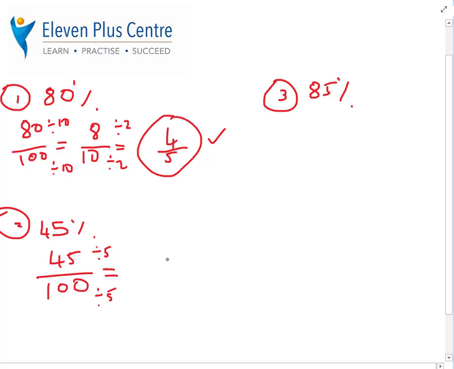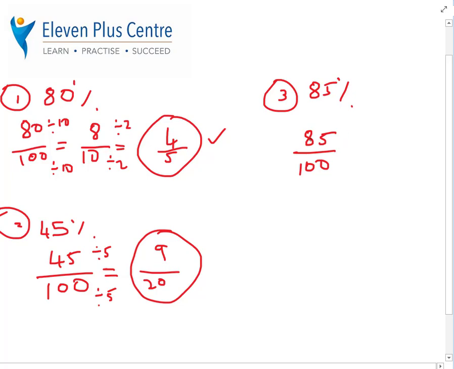So 45 divided by 5 is 9. 100 divided by 5 is 20. Can I divide this again? The answer is no. So this would be my final answer. And this was a challenge one. So the first thing we do is we do 85 divided by 100. And then we think, I can't divide top and bottom by 2. Can't divide them both by 3. Can't divide both by 4. I can divide both by 5.